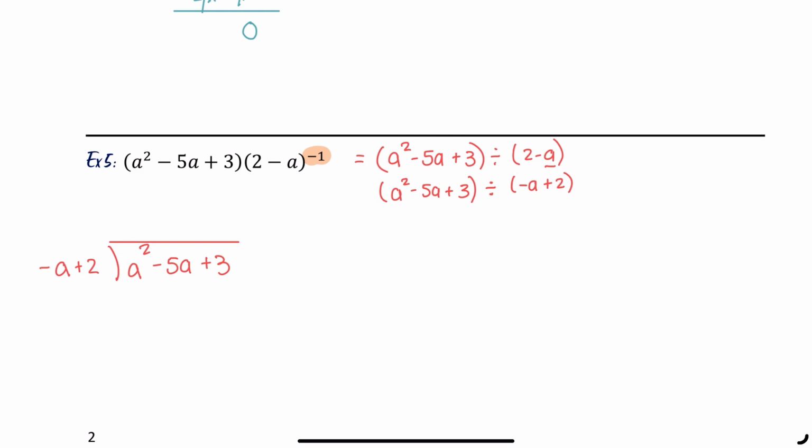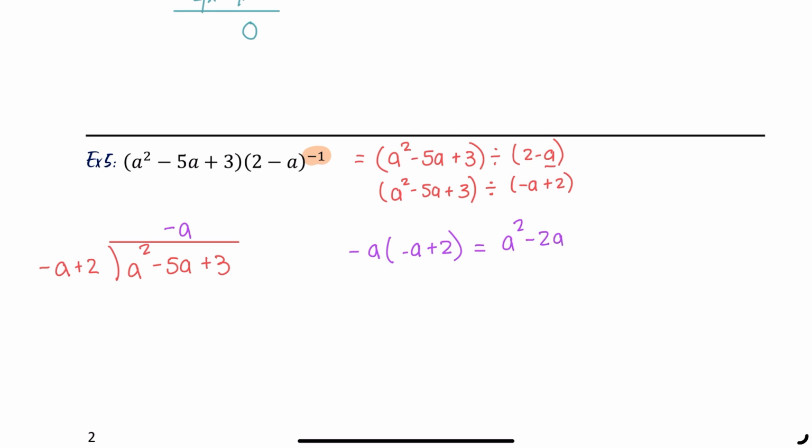Now that negative is going to be a little bit of a problem when I'm dividing, but I can see that I'm still dividing my a's out, or my first terms out first. So when I do that, a squared divided by a negative a becomes negative a. I just have to pay attention to all of those negatives in my problem. Then I go through the multiplication process of negative a times negative a plus 2, which gives me a positive a squared and a negative 2a.